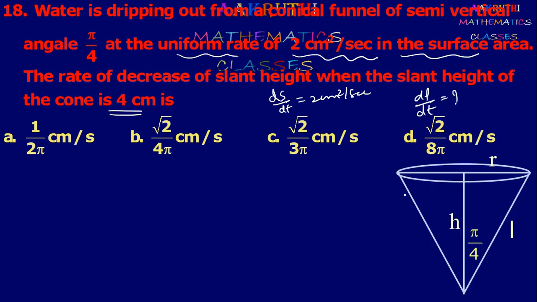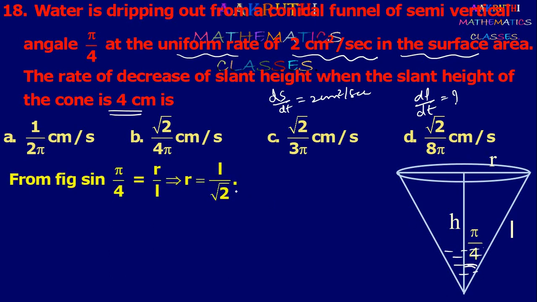So first we draw the diagram. Here it is given that the semi-vertical angle is pi by 4, so here this angle is pi by 4. We take L as the slant height, h as the height and r as the radius of the water at any time t. So here at any time t we take L as the slant height, h as the height and r as the radius of the water.